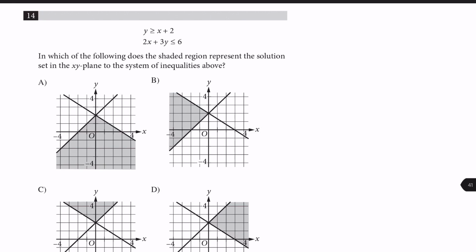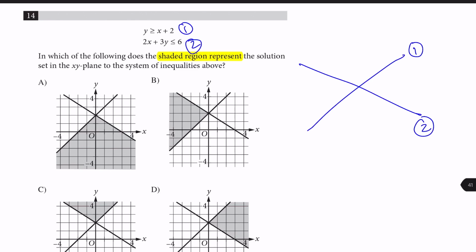In question 14, we have to find the shaded region represented by the inequalities given. And in all the options, we have the same lines at the same position. So this one is 1 because it has a positive slope, and this one is 2 because it has a negative slope. If you want, you can also change this into y equals mx plus b to make it convenient. So 2x should be negative, and you would divide both sides by 3. So that would be negative 2x plus 6 over 3.